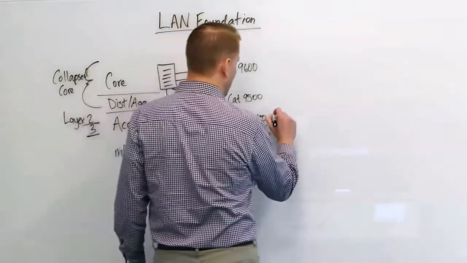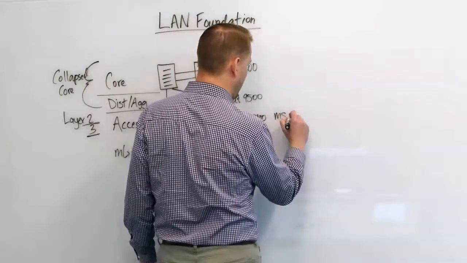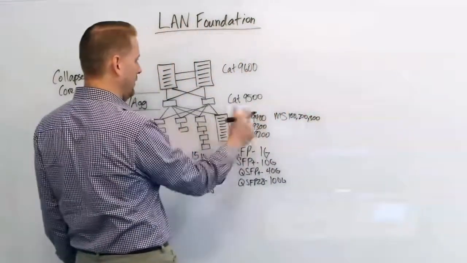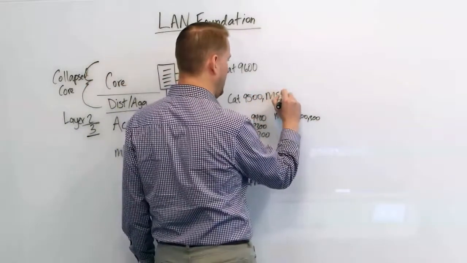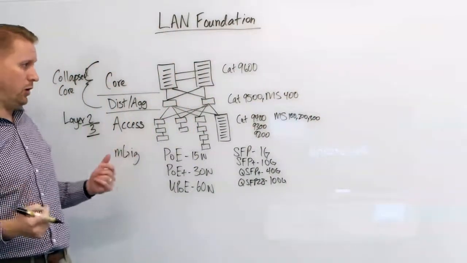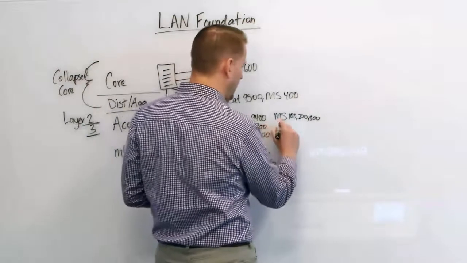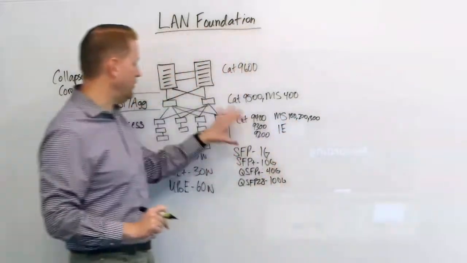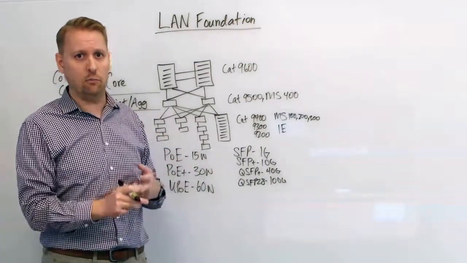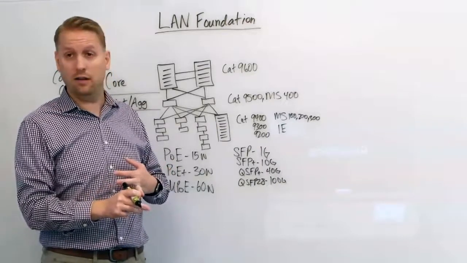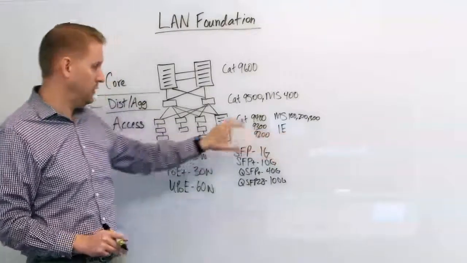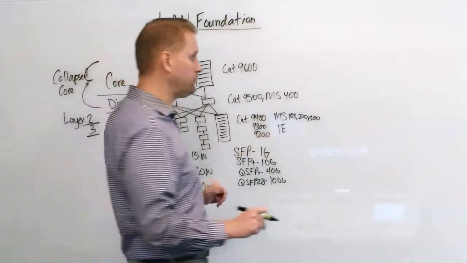We could also use Meraki switches, so like the MS 100, 200, and 300 at the access layer, and we could use the Meraki switch MS 400 at the distribution or access layer in, say, a Meraki network. There are also industrial Ethernet switches that could be at this access layer that are designed for very harsh environments like warehouses, manufacturing facilities, utility substations, things like that. We've got an entire portfolio of industrial Ethernet switches that fit into this category as well.